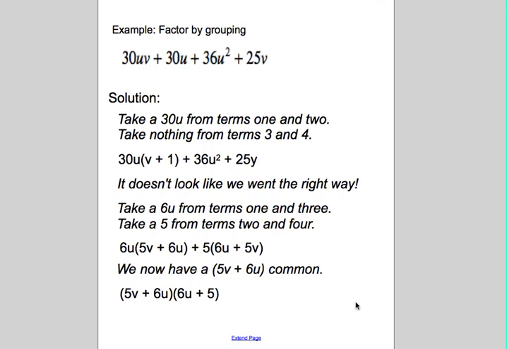The key to factoring by grouping is if you run into a problem where you can't get a common term, go back and try pairing them differently as you factor. If at first you don't succeed, try again.